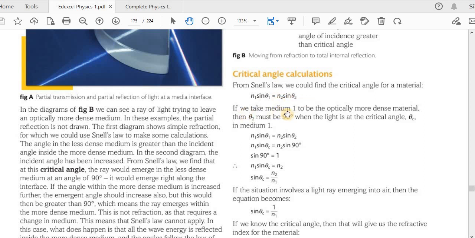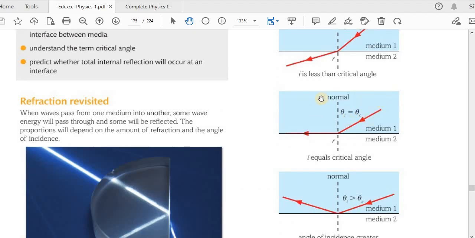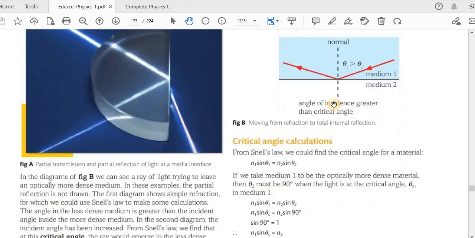If we take medium 1 to be the optically more dense material, then theta 2 must be 90 degrees. So this is the more dense material. This angle is theta 1. Here the angle is theta 2. This is the second medium, the rarer medium. In other words, it can be air here. Here it can be glass, for example.